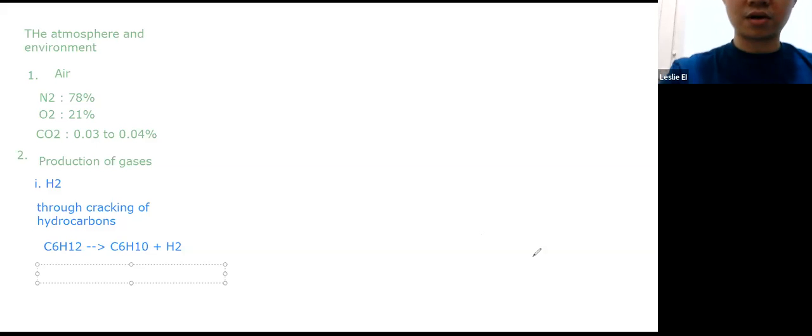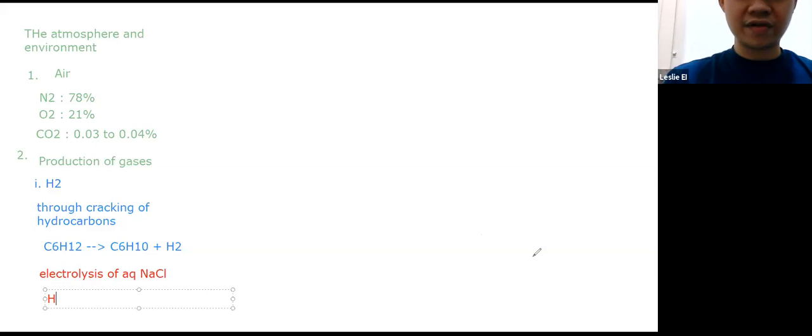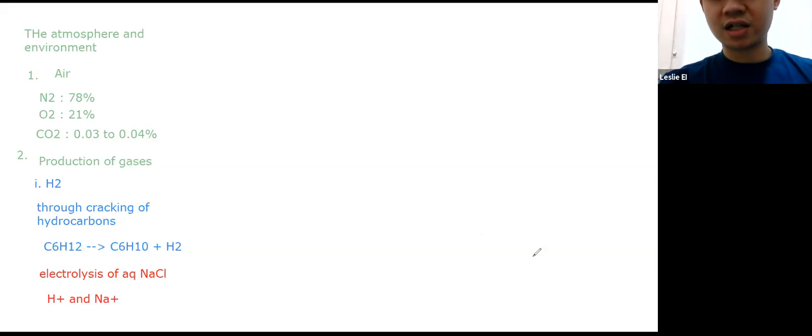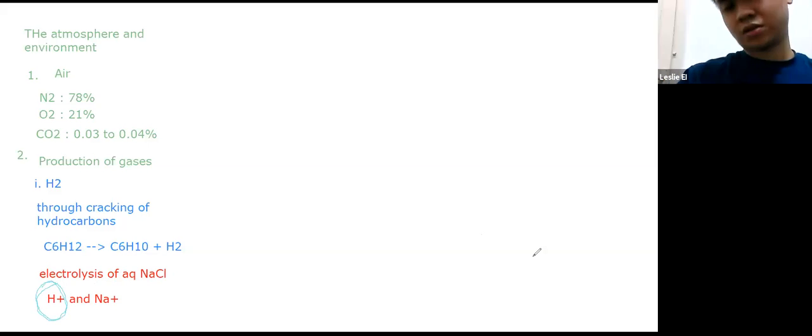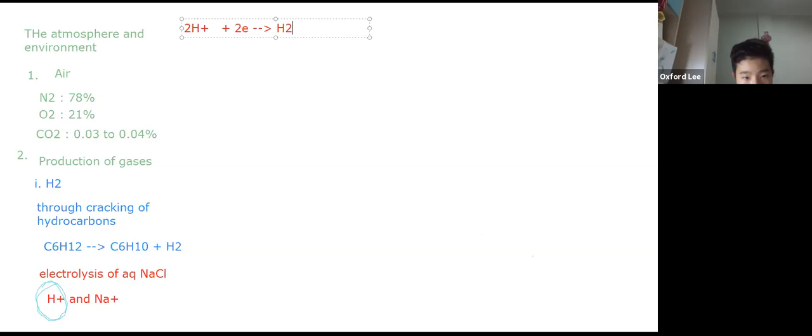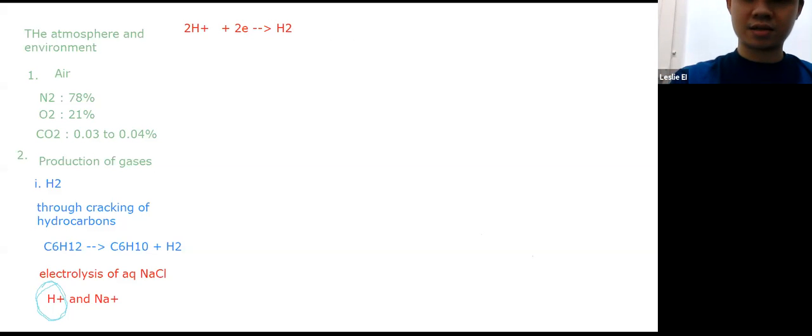Second way, you can do electrolysis of, let's say, aqueous NaCl, dilute salt. If you use aqueous NaCl, you have H positive and Na positive, right? Some of you haven't learned this, just follow whatever you can. If you have H positive and Na positive, the one that's more preferred is H positive. So the H positive later will change to hydrogen gas. So there are two processes to obtain hydrogen gas.